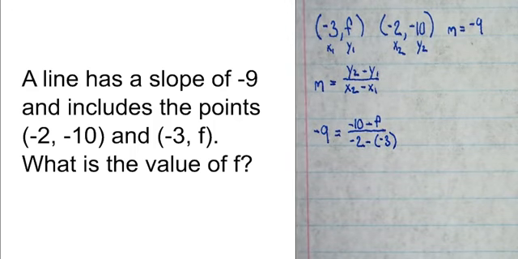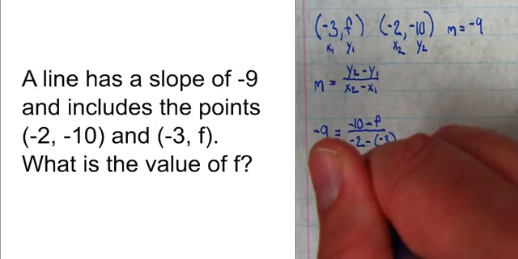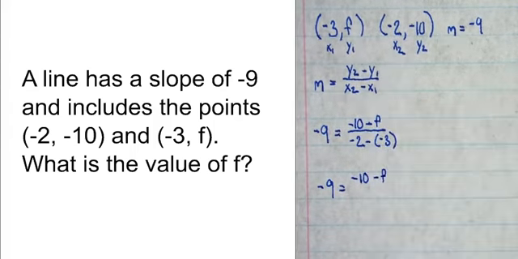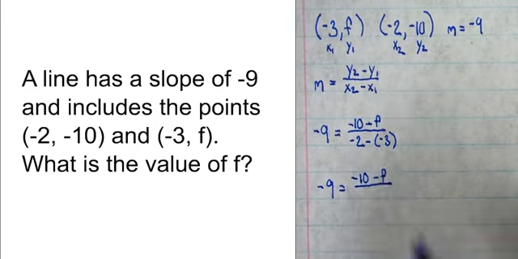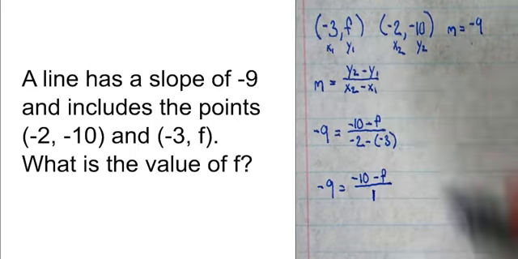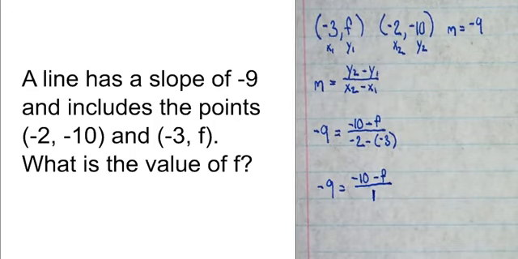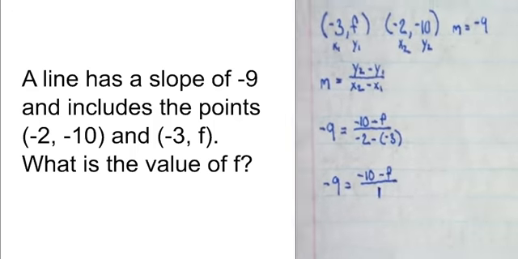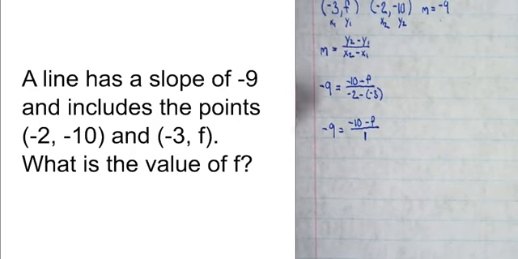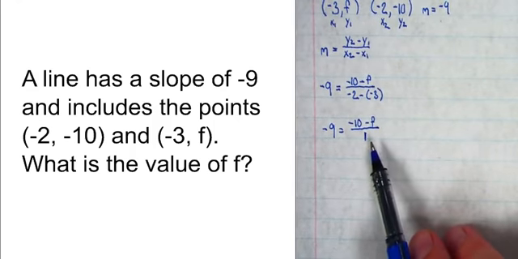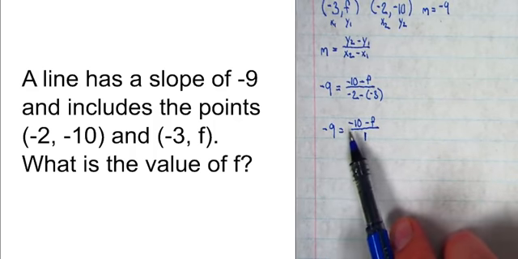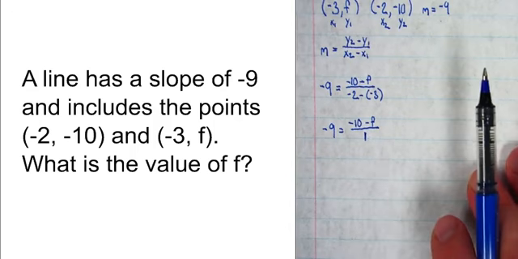Now that I've done this, I can do some simplification. Nothing really I can do to -10 minus f to make that any more simple. But I can, down here, find that -2 minus -3 is going to be +1. Now, there are a couple places I can go from here. One of the things I can do is I can say that, well, anything divided by 1 is just itself, and actually get rid of this fraction and just say -9 equals -10 minus f.